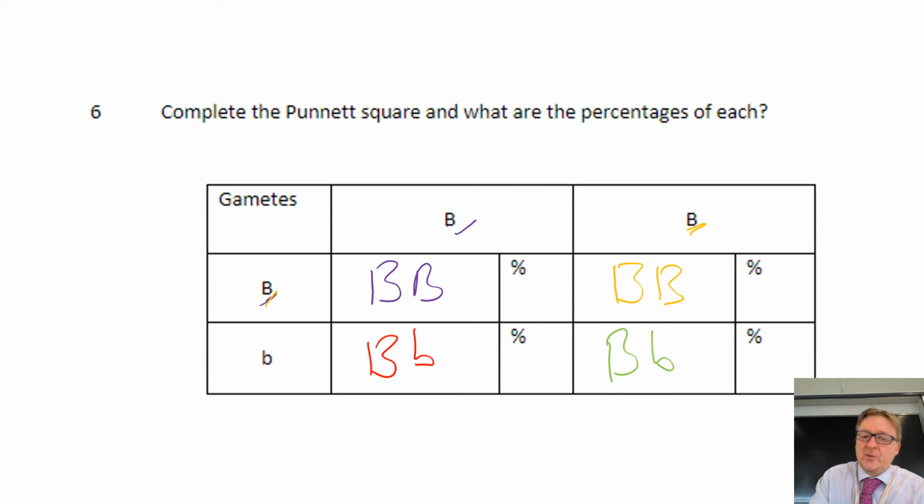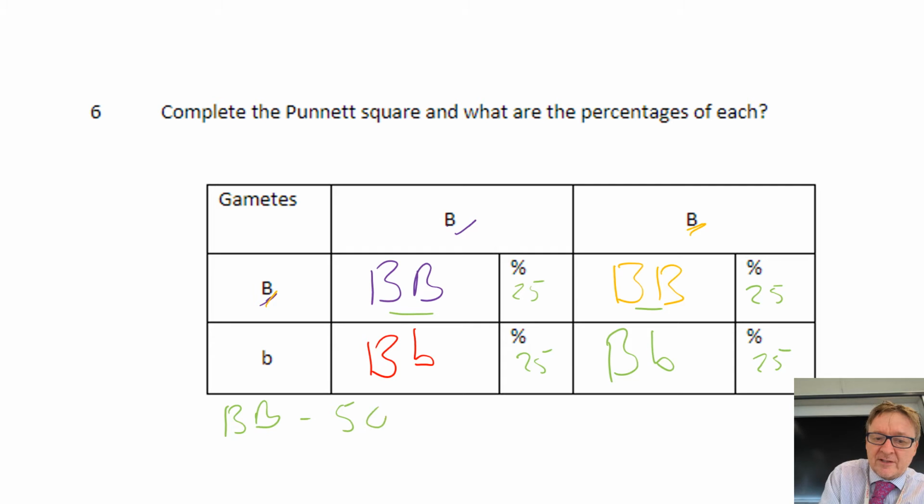Alright, what you can do is work out that there's 25% of that, 25% of that, 25% of that, and 25% of that. But how much big B is there? Big B and big B, 25 add 25 is 50%. If you've then got big B, little b, the percentage of that is 25 and 25, which is also 50%.